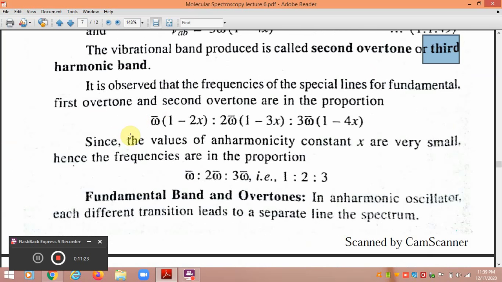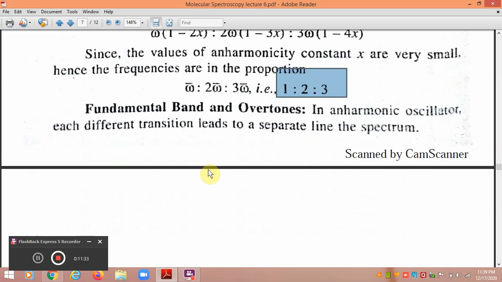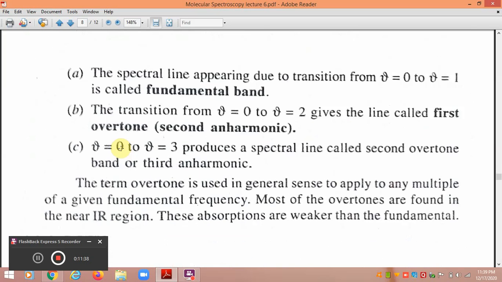And the relation between these first, second and third harmonic bands is given by this equation. So these are in the ratio of 1:2:3. So this is the fundamental band and the different overtones in an anharmonic oscillator. So this is the simple case.